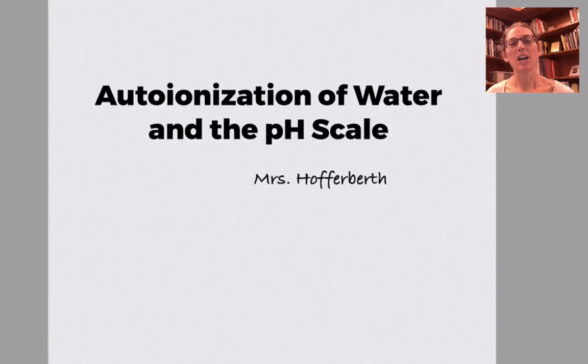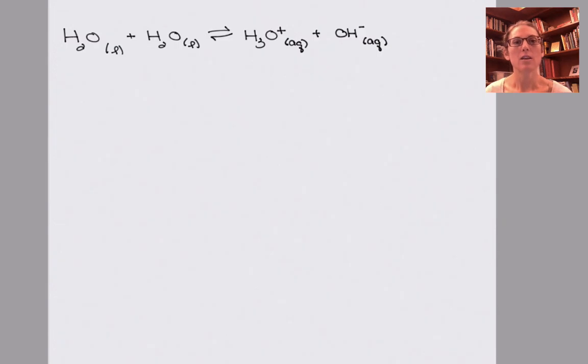Hey everybody, let's talk about the autoionization of water and the pH scale today. So if you have a beaker full of water, you have a lot of water molecules, and those water molecules are going to be constantly colliding with one another. And if you recall, water is curious in that it can act as both an acid and a base. It's amphiprotic. And so sometimes when the water molecules are interacting with one another, one water molecule is going to transfer a proton to another.